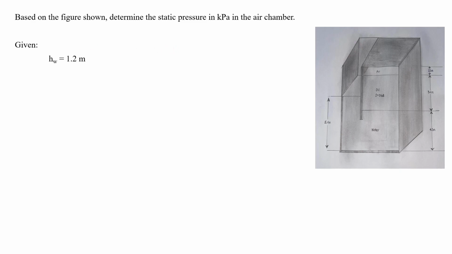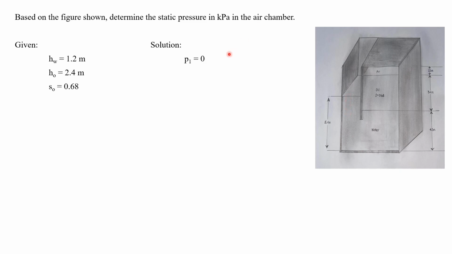We have the height of the water equal to 1.2 meter, of oil 2.4 meter, and the specific gravity of oil is equal to 0.68. Where did the 1.2 come from? If we look at the diagram, the height of the water on the left side is equal to 5.4 meter, while on the right side it is 4.2 meter, which have a difference of 1.2 meter.